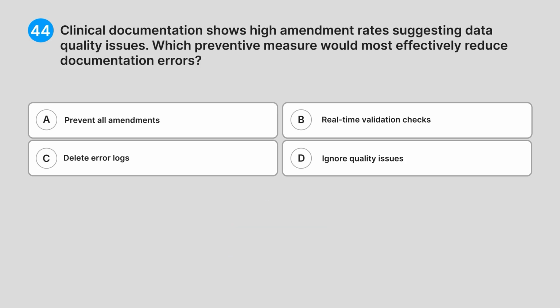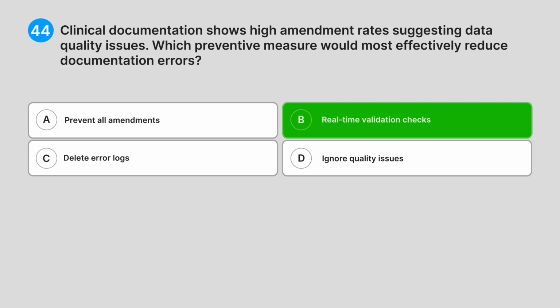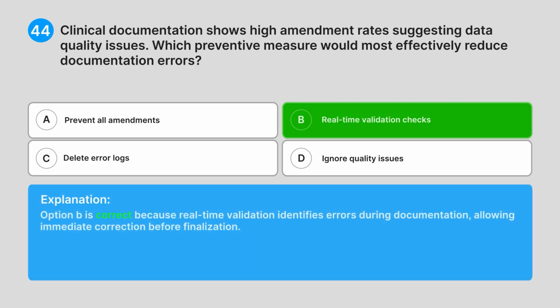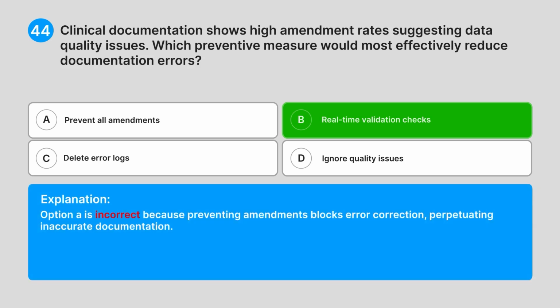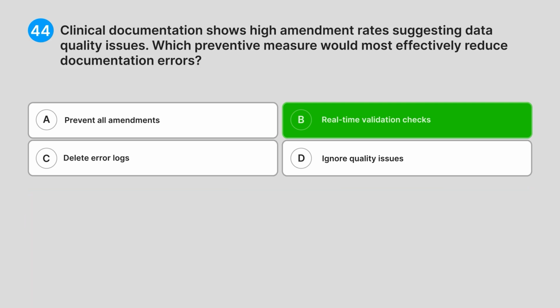Correct answer: B. Real-time validation checks. Explanation. Option B is correct because real-time validation identifies errors during documentation, allowing immediate correction before finalization. Option A is incorrect because preventing amendments blocks error correction, perpetuating inaccurate documentation.